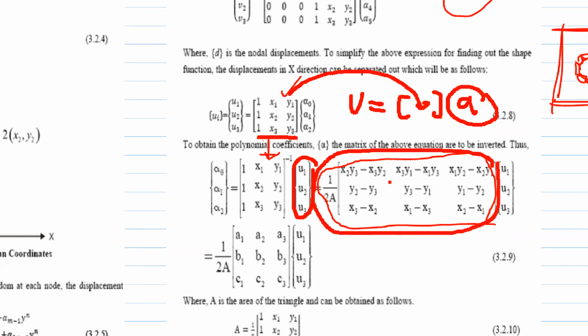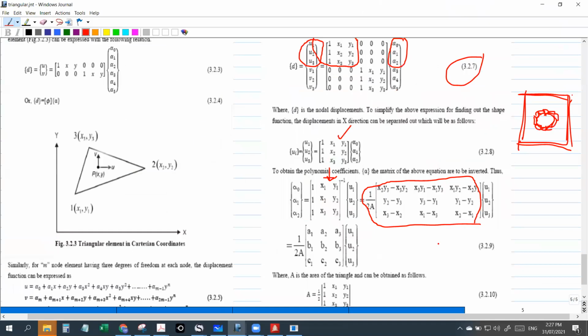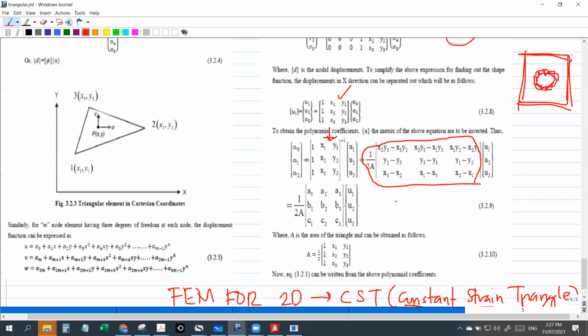If you notice, this is still constant, right? This is constant in terms of coordinates. These are all in terms of coordinates. And the area of the triangle is this one.